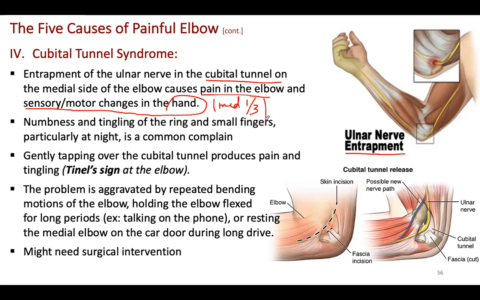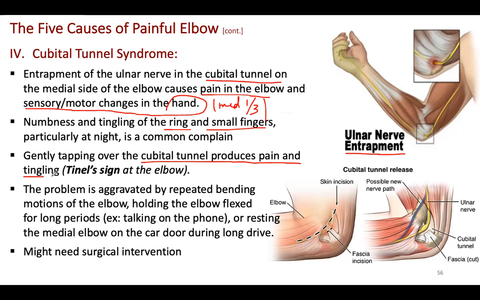This is the territory of the ulnar nerve. There is numbness and tingling of the ring and small fingers. Again, these 2 fingers are the territory of the ulnar nerve, particularly at night, which is a common complaint. So if you gently tap over the cubital tunnel, where is the cubital tunnel? Right behind, posterior to the medial epicondyle, this will reproduce the pain and tingling.